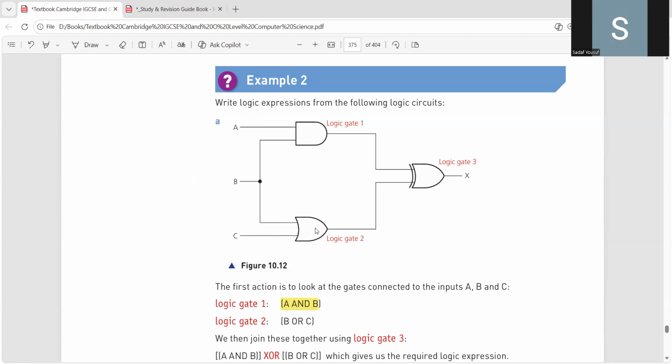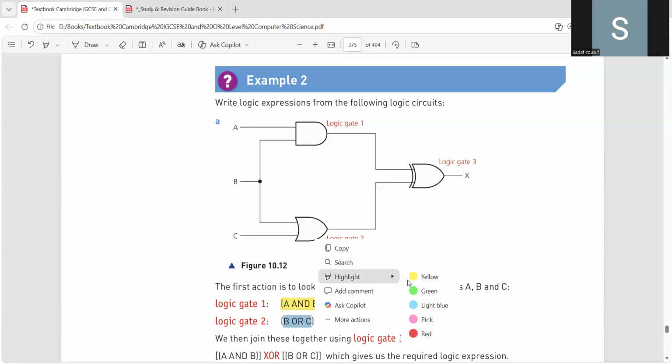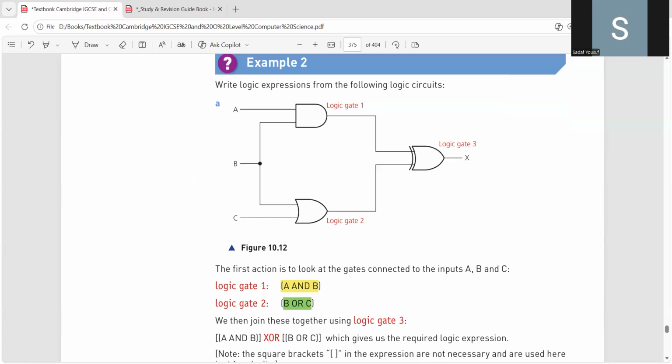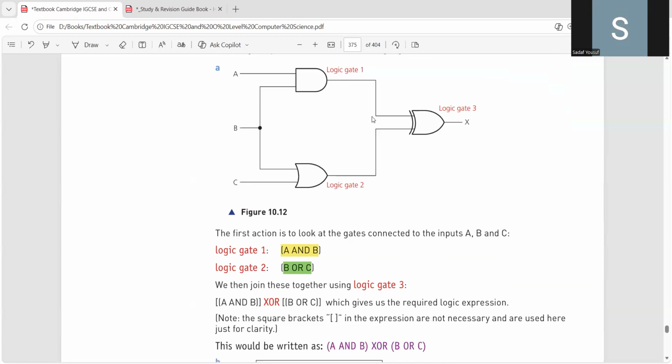And then you talk about the logic gate 2, that is your OR. And this OR is getting a signal from B and another signal coming from C. So you can say B or C. And that is your logic gate 2. I mean, this is what you can do even for yourself. And lastly, this is the XOR gate, and this XOR gate is getting the signals, one from logic gate 1 and one from logic gate 2.